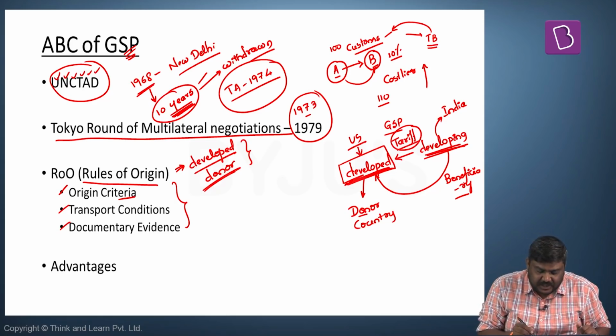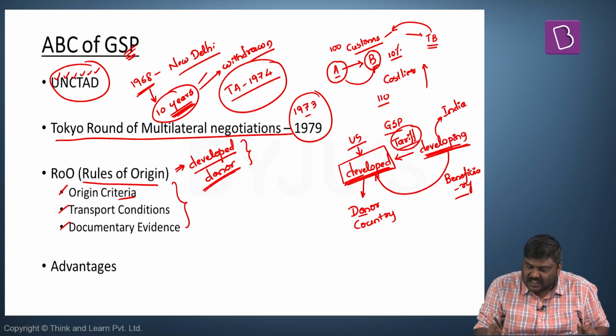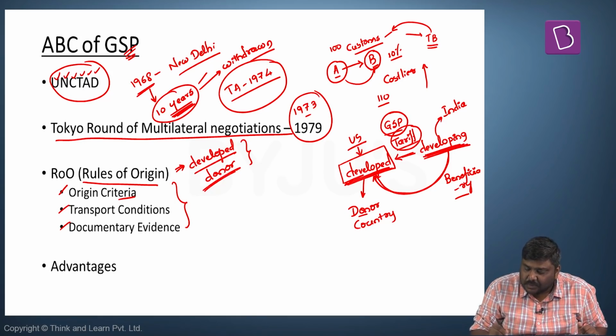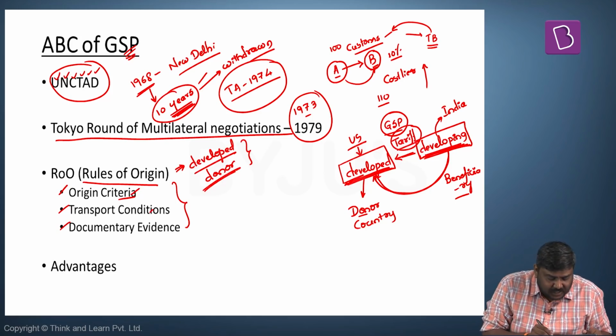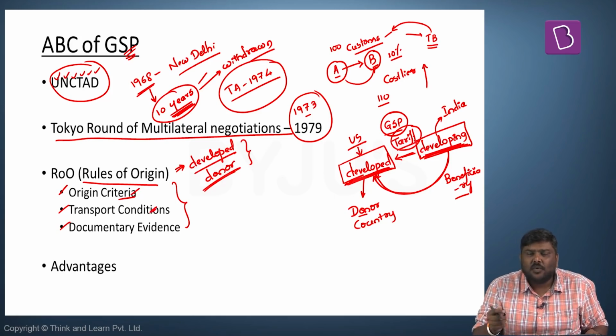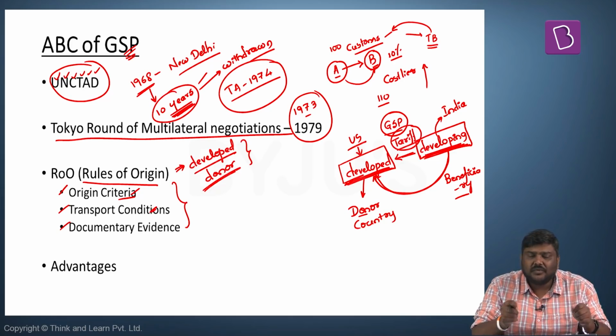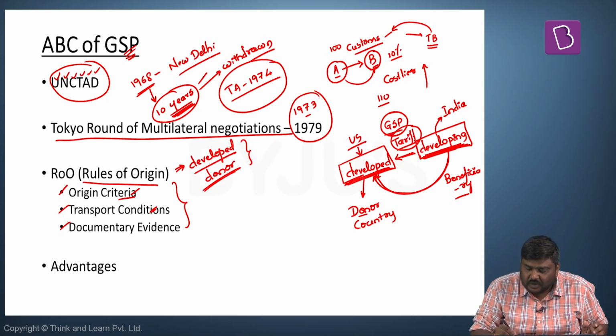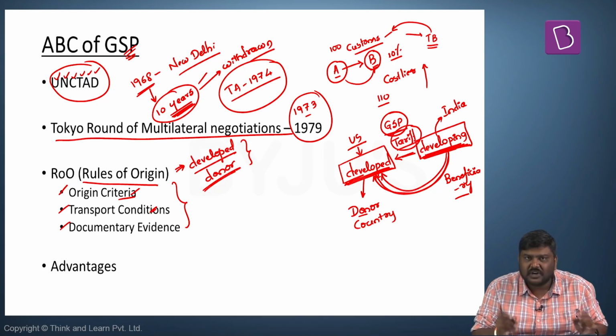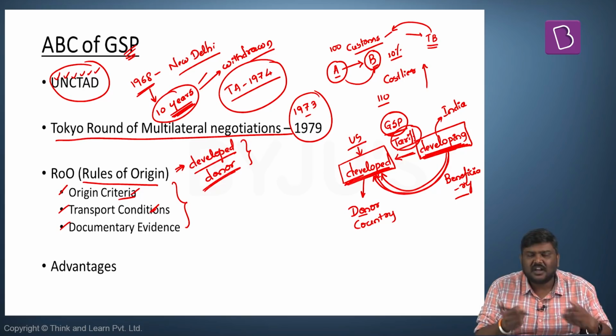It basically says that whenever the developing country exports the product to a developed economy and wants the benefit under GSP, this particular product has to originate or has to be produced in this particular beneficiary country. That is origin criteria. Second, transport condition. What is the mode or what is the kind of route which has to be used for the developing country to get the benefit of GSP when they export the product to developed economies? That is called a transport condition.